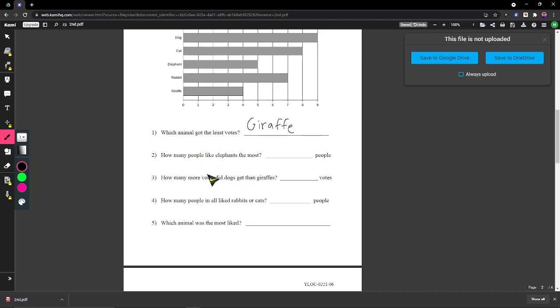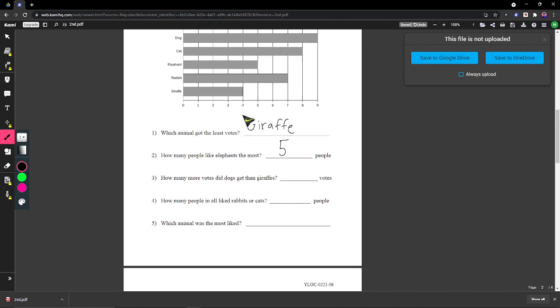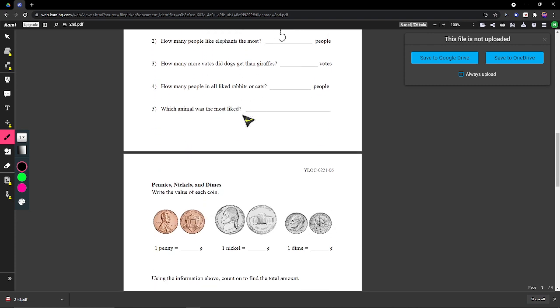And so for number 2, it is how many people like elephants the most. So we would go to our graph and we look for elephants, which is right here. And we just go to the value of votes cast, and that's just 5. So you would write 5 people. And so that's pretty much what you would do. You would just look at the graph, compare maybe the different values between each animal depending on the question. And yeah, so that's all you do for the second portion.